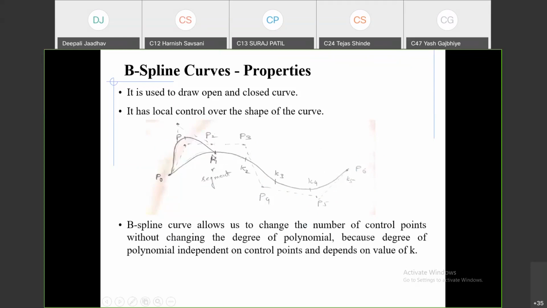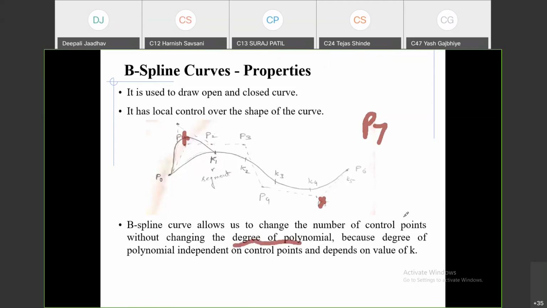The B-spline curve allows us to change the number of control points without changing the degree of the polynomial. Why? Because the degree of the polynomial is independent of the control points. It depends upon the value of k. Here we can easily change the number of control points. I can remove this control point, or I can add a new control point here. It is possible without changing the degree of polynomial.